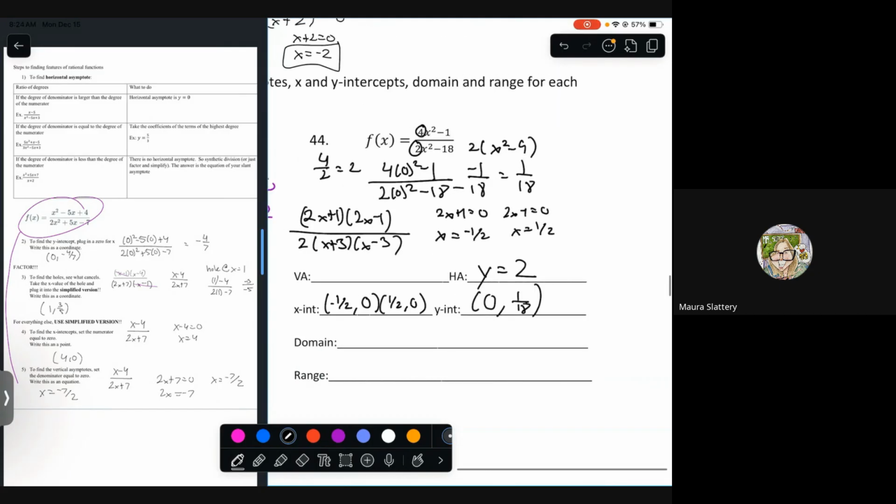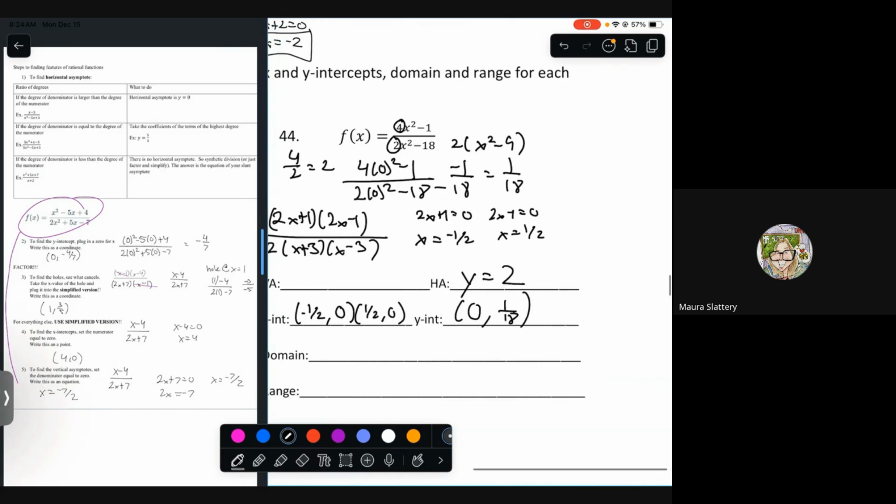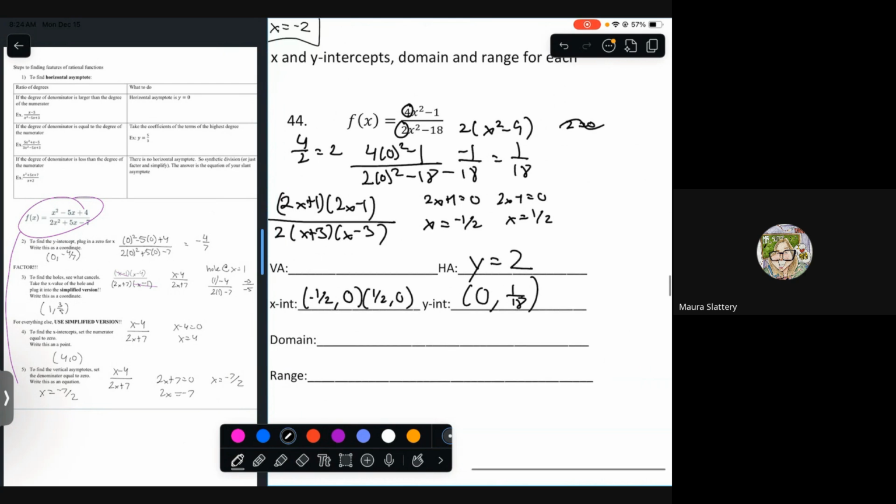Then I go ahead and find my vertical asymptotes. I set my denominator equal to 0. Now, in this case, when I have literally just a 2, I cannot make 2 equal to 0, so it doesn't help me at all. If I had like 2x, I could set that equal to 0 and solve, but I can't solve that. So here I get that x is equal to -3, and x is equal to +3. So those are my vertical asymptotes.